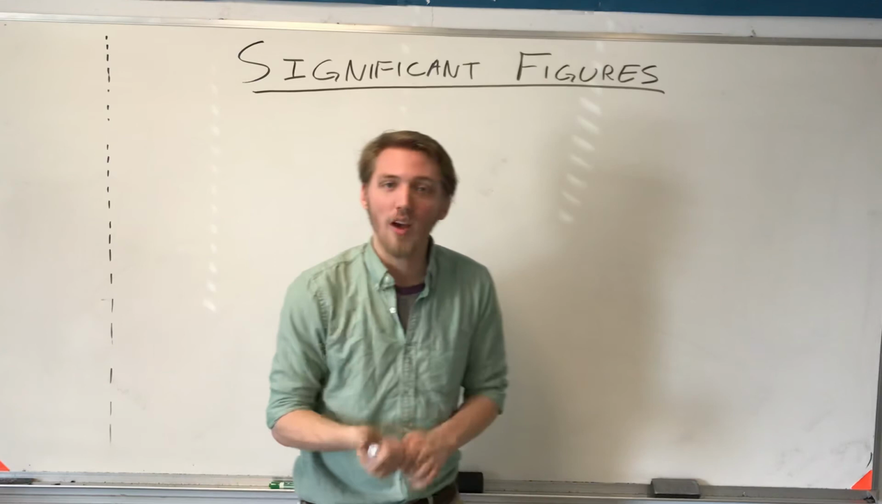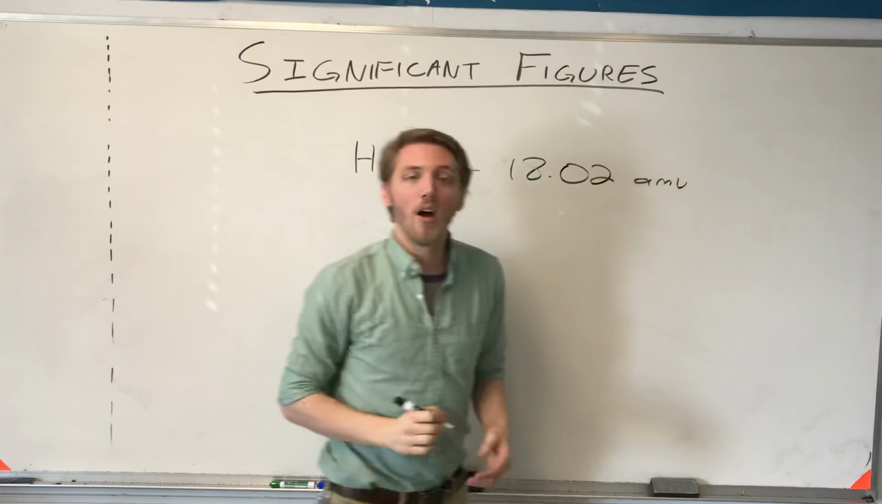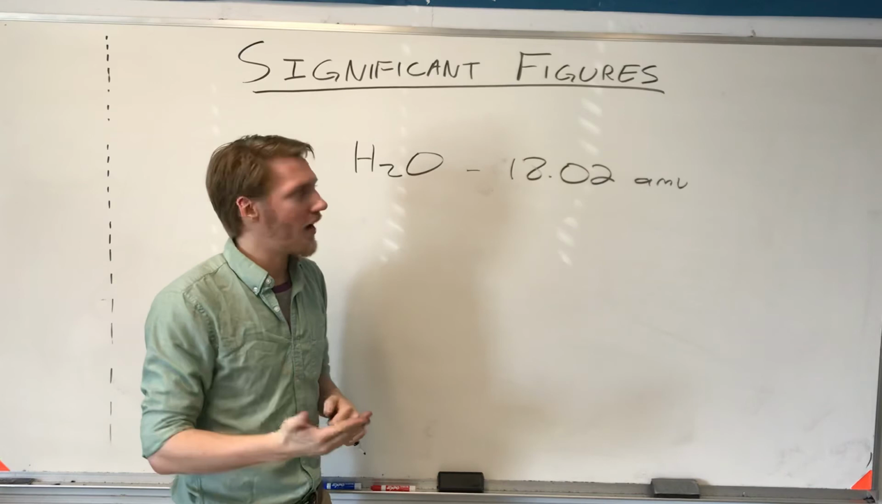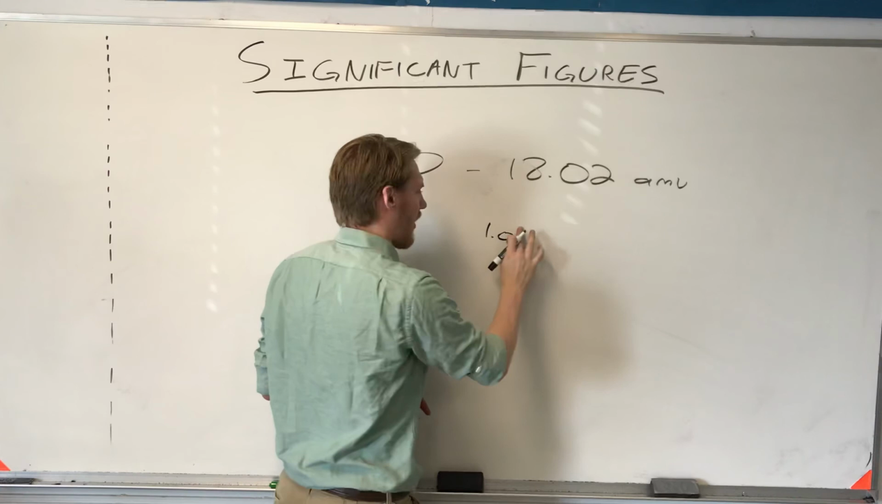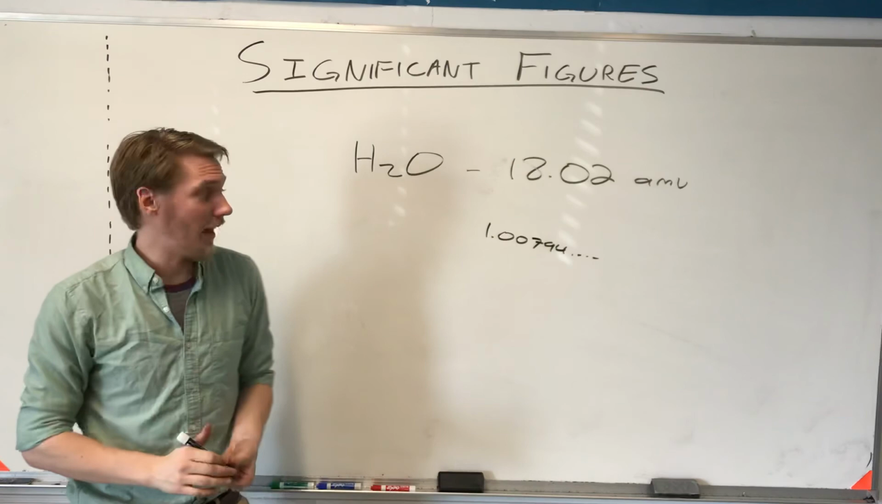So think about the last video. We talked about water, and we said that water had a mass of 18.02 atomic mass units. All four of these digits are significant because if you look at the periodic table, you might see that hydrogen has a mass of 1.01, but if you looked at a different periodic table, you might see it has a mass of 1.008. And if you looked at a different periodic table, you might see it has a mass of 1.00794... And those digits go on for a pretty long time.